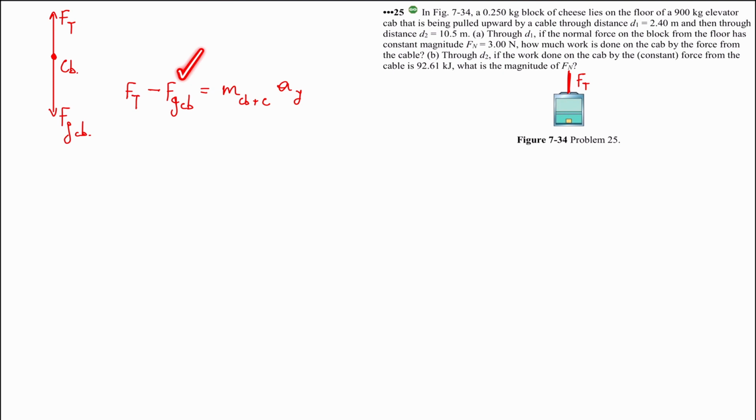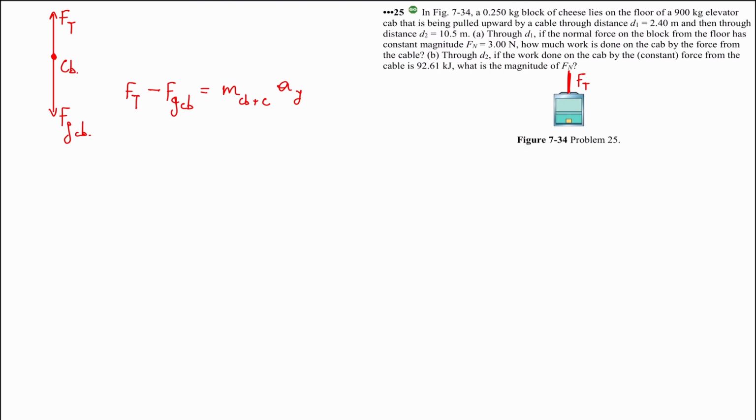So it's easy for us to find the force of gravity on the cab. That's very easy. We have the mass, and we know the gravitational acceleration, that's 9.8. We know the mass of the cab together with the cheese, so we could figure that out. We are looking for this tension force, but notice Ay is also unknown. So if we could find what Ay is, the acceleration along the y direction, we would be able to plug it back in here and determine what the tension force is going to be.